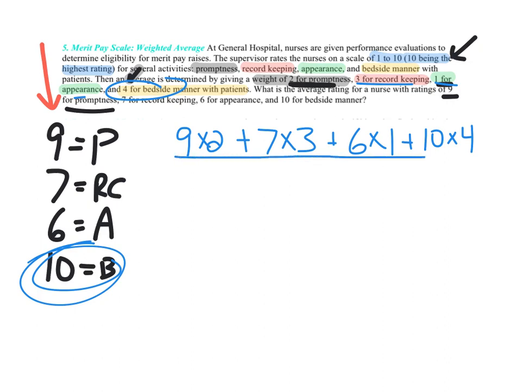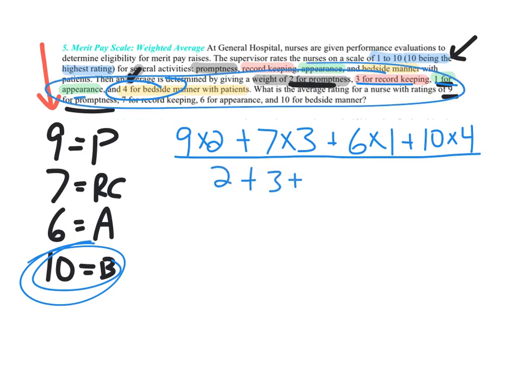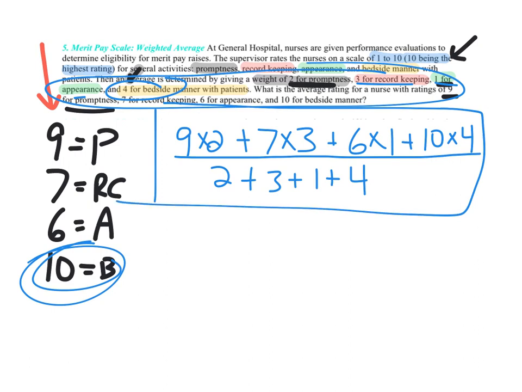So here we're going to divide that by the sum of the weights. So here the weights are going to be the 2, the 3, the 1, and the 4. So take a moment, enter this expression into your calculator using the fraction template, to determine this nurse's rating.